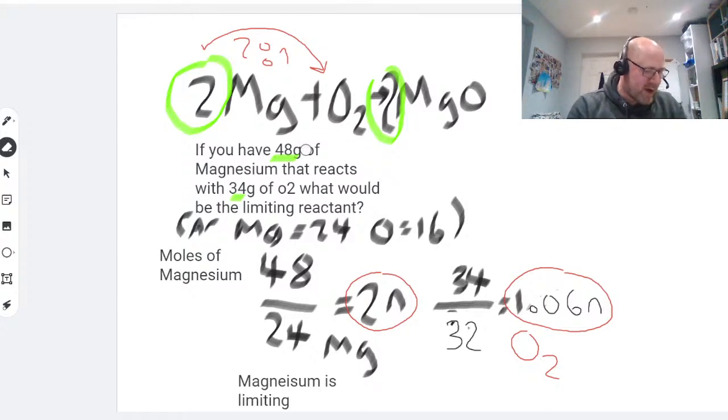Yeah, you're right. 2 divided by 2 gets 1, and it's lower than 1.06. You're absolutely right. Yeah. So if I divide it down, you need 1 mole of oxygen to react with 2 moles of magnesium, but I've got more than 1 mole of oxygen, so I would need more magnesium. You could say oxygen is in excess. At the end of this reaction, there'll be 0.06 moles of oxygen left over, basically.